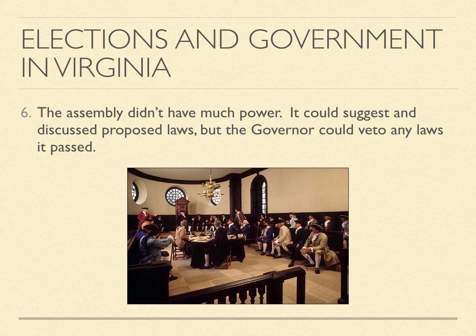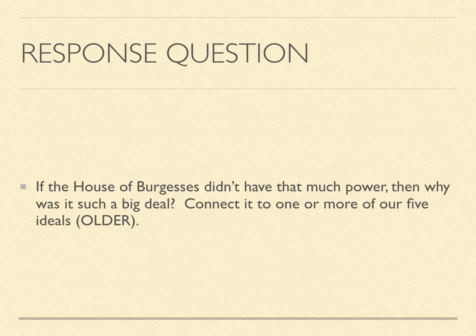That brings us to our response question for tonight. If the House of Burgesses didn't have that much power, then why was it such a big deal? Almost every source we've looked at so far has discussed the House of Burgesses. So what makes it such a big deal? What I want you to do is connect it to one or more of our five ideals that we discussed at the beginning of the year. OLDER was the acronym that we used to remember: opportunity, liberty, democracy, equality, and rights. Connect the House of Burgesses to one of these five ideals and try to explain why it's so important to know about and learn about the House of Burgesses.